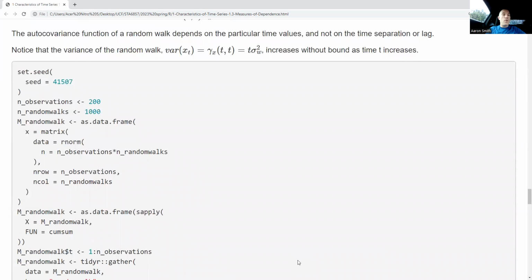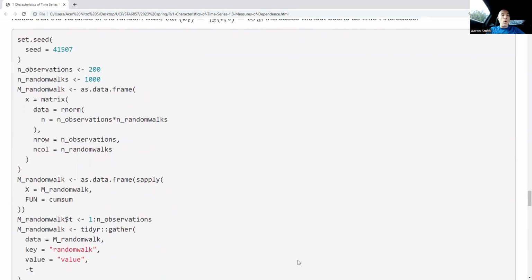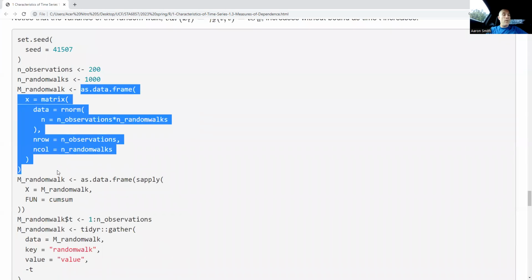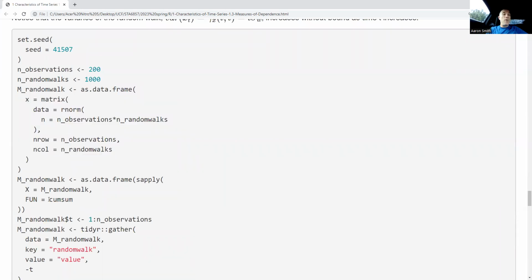Just to show you an example of this, here's some code. I'm using random number generation, so I'm using set seed. Here's the number of observations that we'll have in a time series. Here's the number of time series I have. I'm setting it up so I have a bunch of white noise. At this point, this is all just white noise. Here, I'm going to take the cumulative sum to convert that white noise into the random walk.